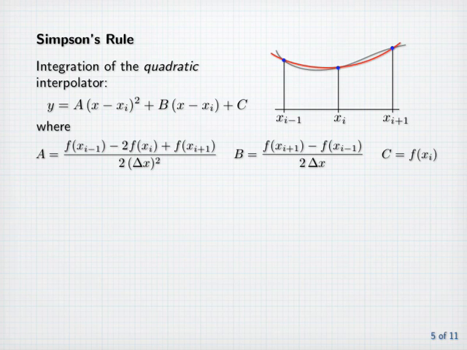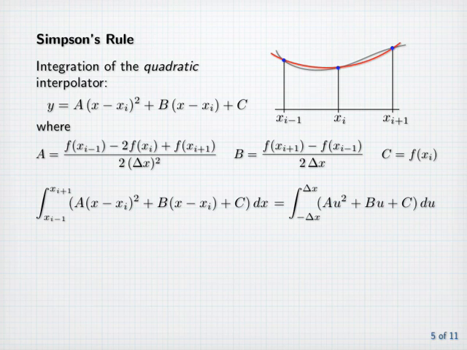Now let's integrate this from xi minus 1 to xi plus 1. To simplify, we'll make the substitution u equals x minus xi, for which du equals dx, and the limits of integration become minus delta x to delta x, since xi plus 1 minus xi equals delta x, and xi minus 1 minus xi equals minus delta x.